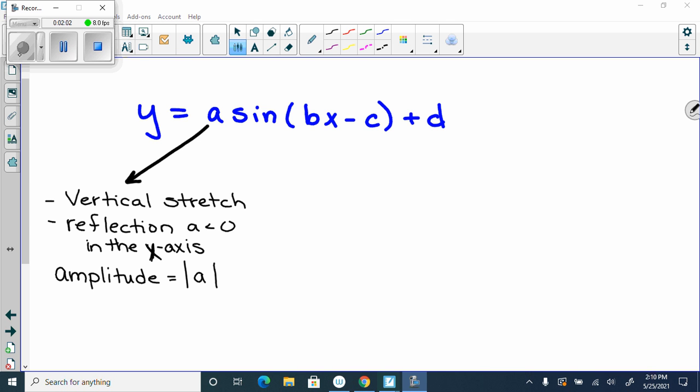All right, so amplitude, A. Amplitude is half the distance from the min to the max.